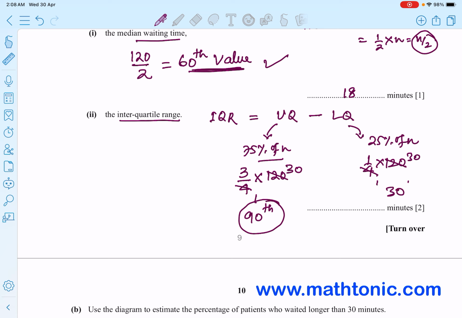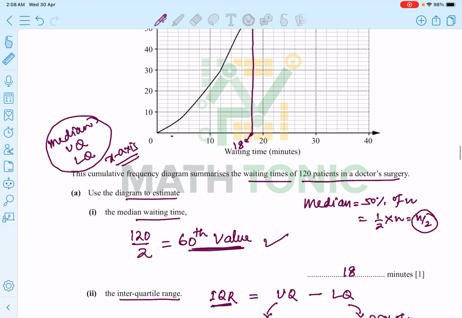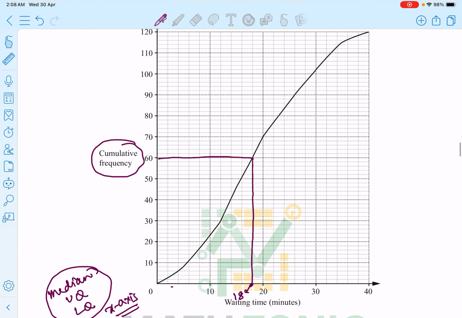That means the 30th value. Find these two values and subtract them; that will be your interquartile range. We'll try to find out. So the 90th value you can check here, 90. Please draw a horizontal line which intersects this graph.